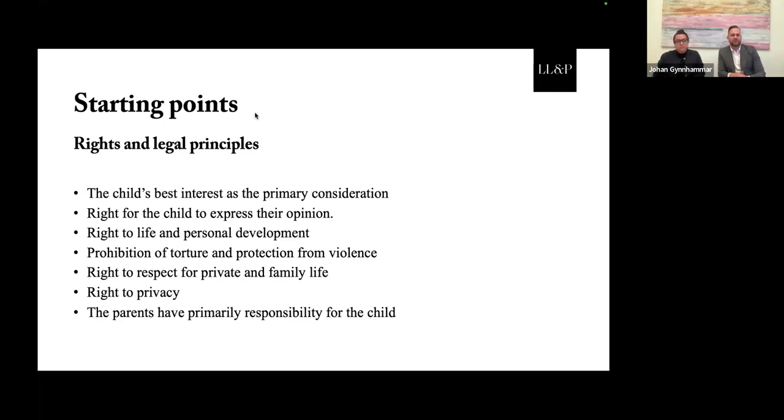Of course, you have a right to life and personal development, which has to be considered. There is a prohibition of torture, and you need to be protected from violence, and all state actors have a responsibility to protect children from violence, even if the violence comes from within the family. There is also a right to respect for private and family life, which is of course relevant in cases of LVU, because in these cases, a child can be removed from their family, which affects the right to a family life. The child also has a right to privacy. And then also important is that the parents have the primary responsibility for the child. So it is firsthand the parents who have to make sure that the child gets all their needs taken care of.